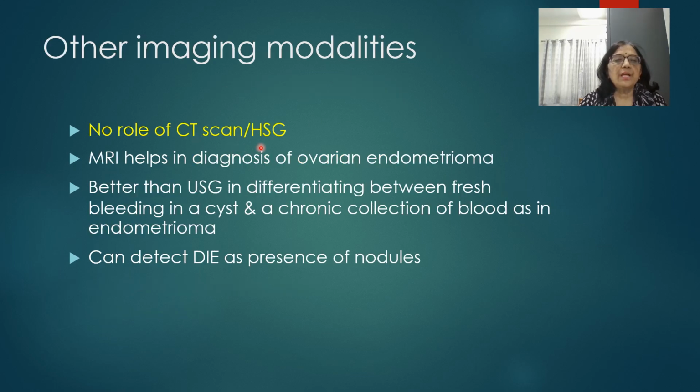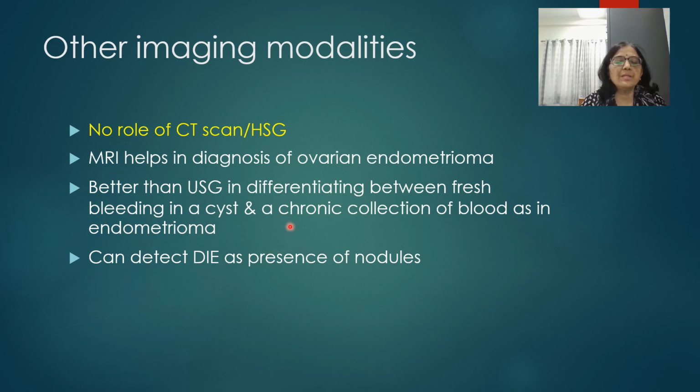There is no role of CT scan or HSG to diagnose endometriosis. MRI helps in diagnosing mainly ovarian endometrioma, and it is better than ultrasonography in differentiating between a fresh bleeding in an ovarian cyst and a chronic collection of blood as seen in endometrioma.